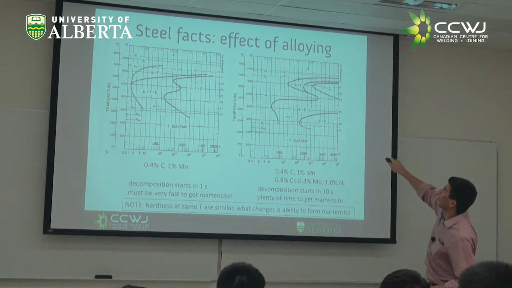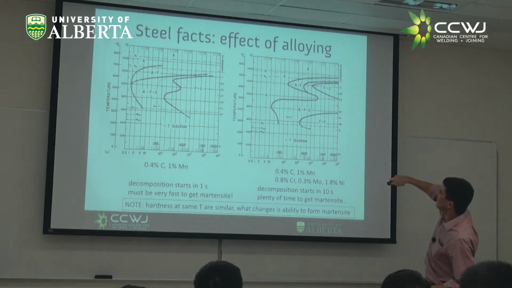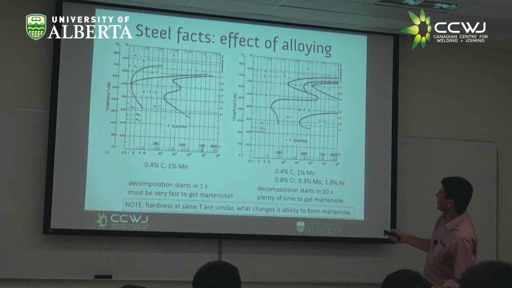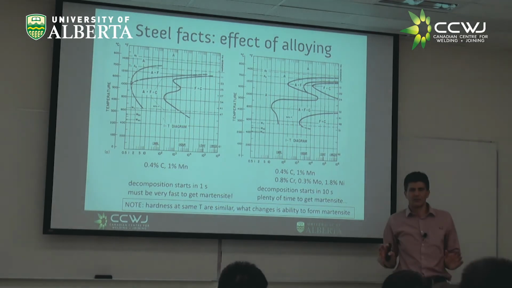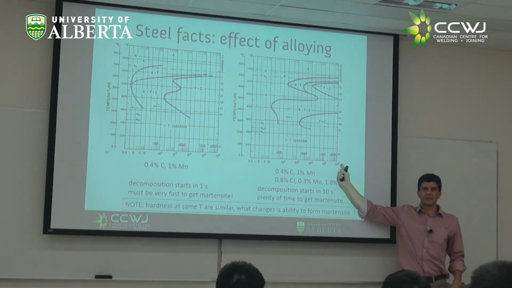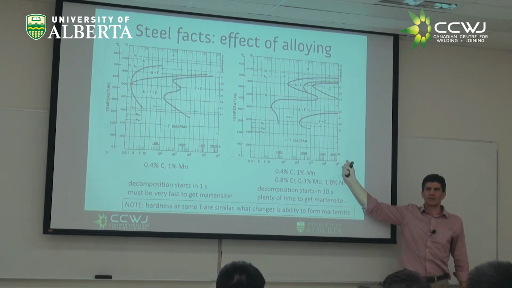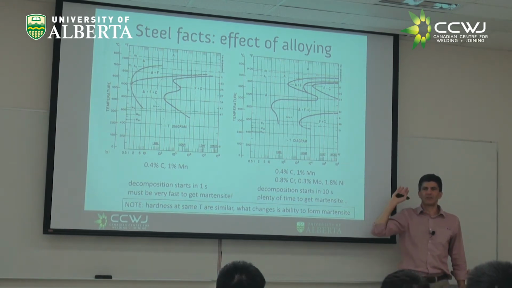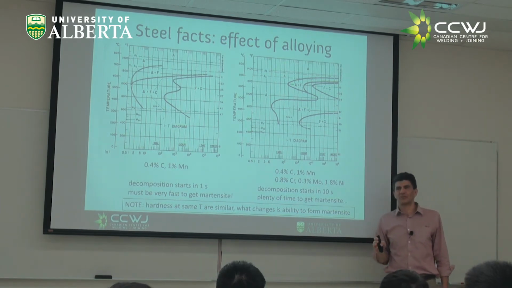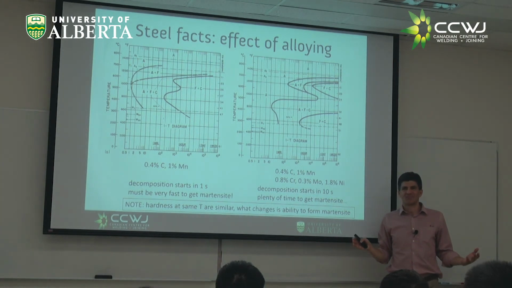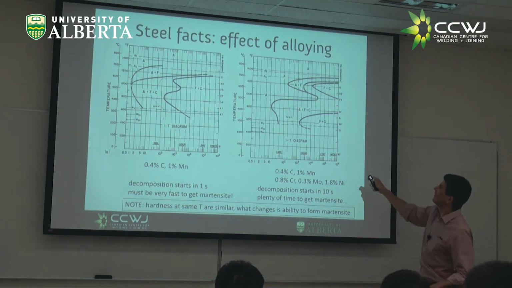Now, here we have a steel that has a whole lot of alloying components. It's 0.4 carbon, 1% manganese, same as before, but has some chromium and moly and nickel. Look, any decomposition doesn't start until 10 seconds, give or take. This is very hardenable. This is going to be a nightmare to weld, because no matter how I weld, it's going to end up being martensite, because the weld typically cools down in less than 10 seconds. So you get to see the effect.